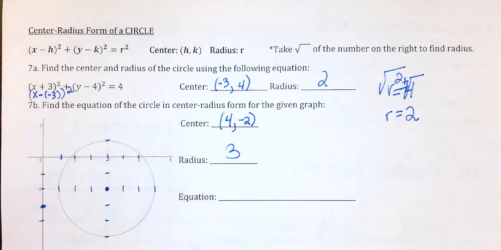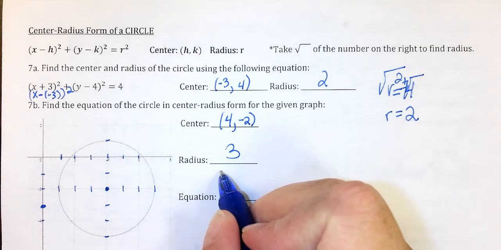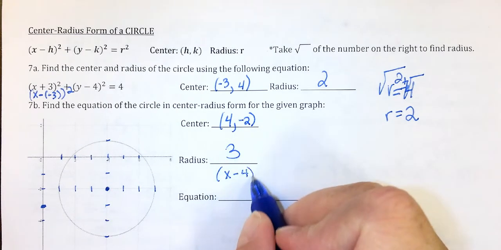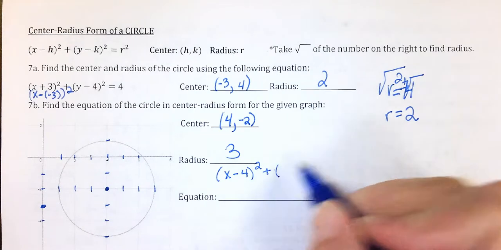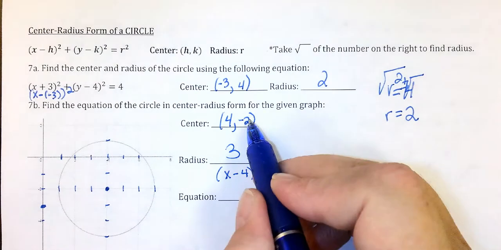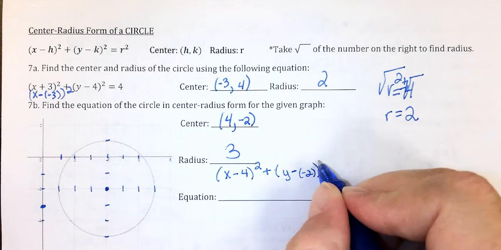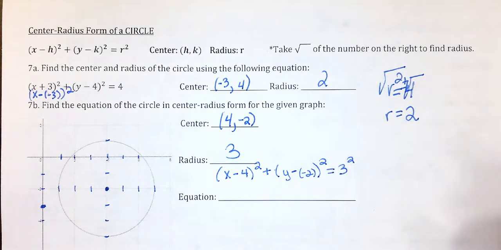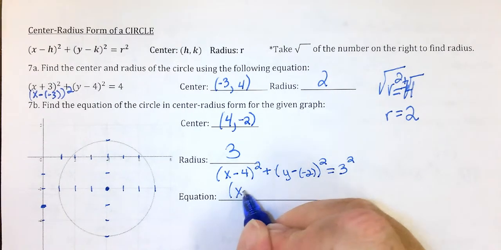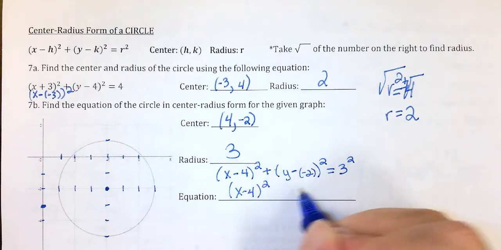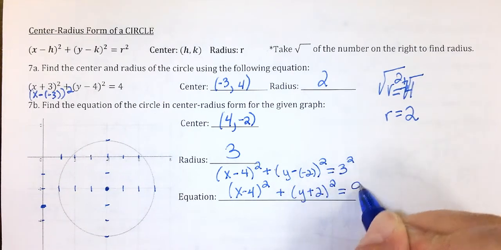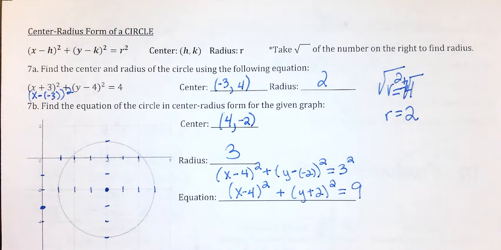And now we're going to plug into this equation. So I'm going to actually write it up here so we can fit it all in. This is going to be x minus the x value, 4 squared, plus y minus the y value, which is negative 2 squared, equals 3 squared. So let's simplify. This is x minus 4 squared plus y plus 2 squared equals 9. And that would be your equation for the circle that it was given.